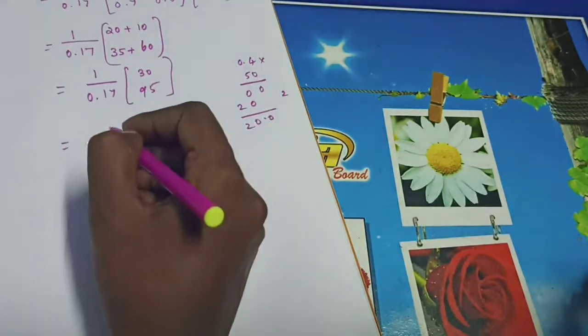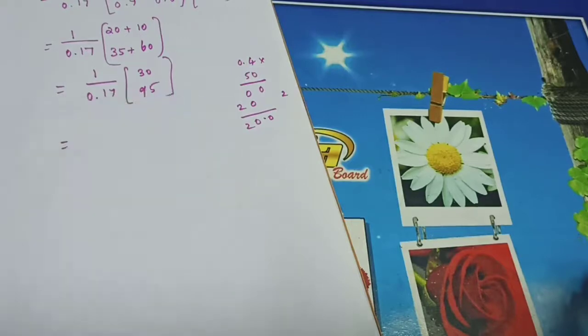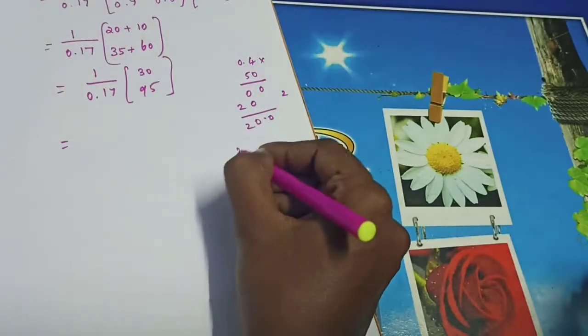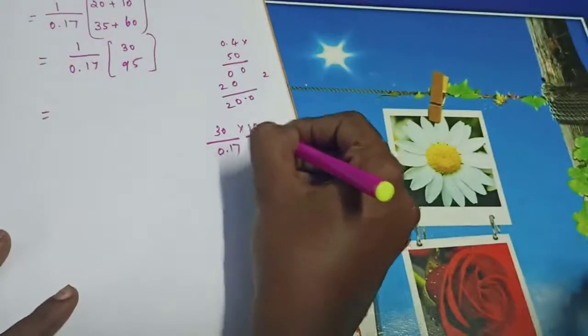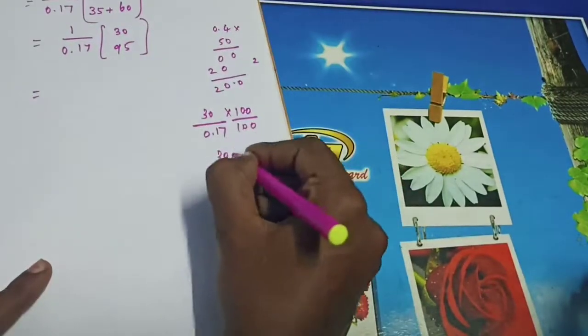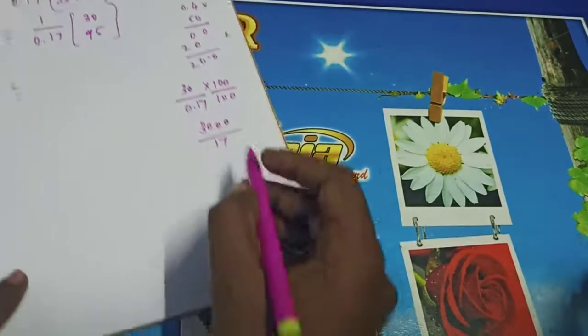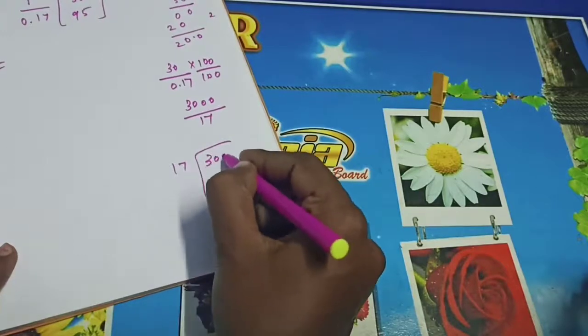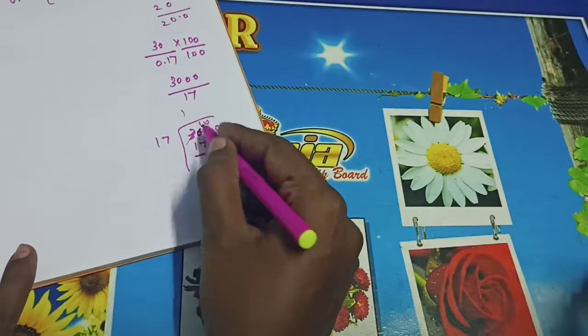Now we are going to multiply and divide. 30 divided by 0.17. How will we find this? Both numerator and denominator we multiply by 100. We get 3000 by 17. Now divide it: 3000, 17 times 1 is 17. What's the balance? Here 10, here 2, so 3, 1 is 130.